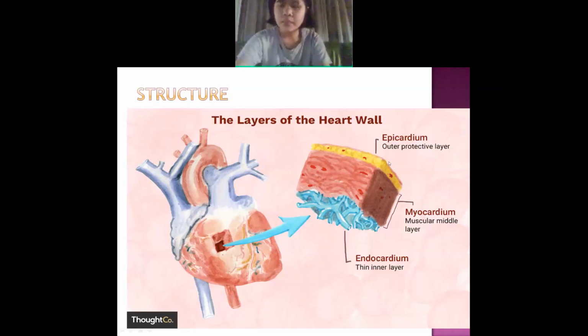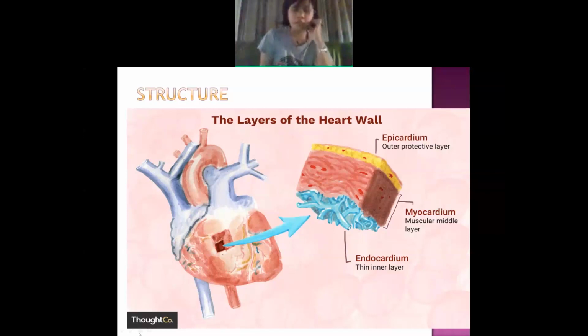Next is the myocardium. It is the middle layer. And next is the endocardium. It is the inner layer, the innermost layer. So this is about the layers of the heart. I hope it's clear. I'll repeat again. First is the epicardium, that is the outer part. Next is the myocardium, that is the middle portion. And the last is the endocardium, that is the inner layer. It is a thin layer.